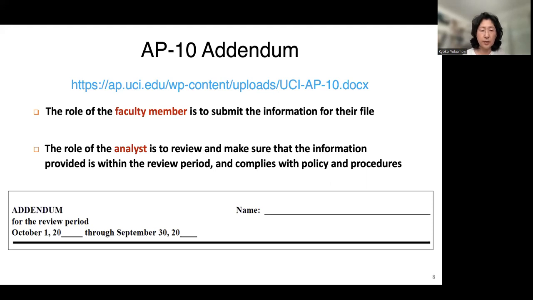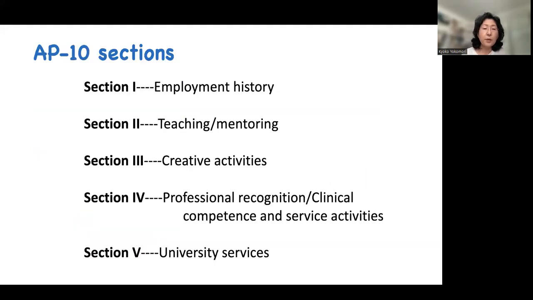So the AP-10 form can be divided into these 5 sections. First one is employment history. Then teaching, mentoring, and creative activities; this is research and funding and clinical trial. Then sections 4 and 5 are service. Section 4 is professional service activity as well as professional recognition. For those of you who have clinical duties, providing the evidence for clinical competence should be included in this section. And then section 5 is specifically for university services.